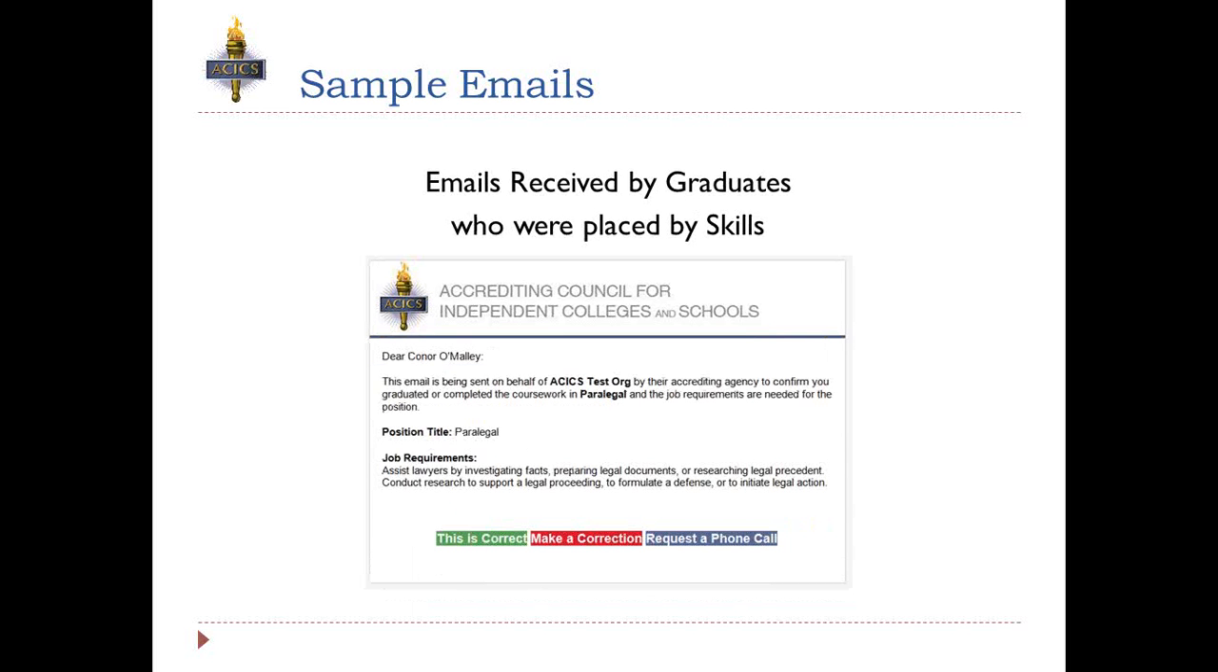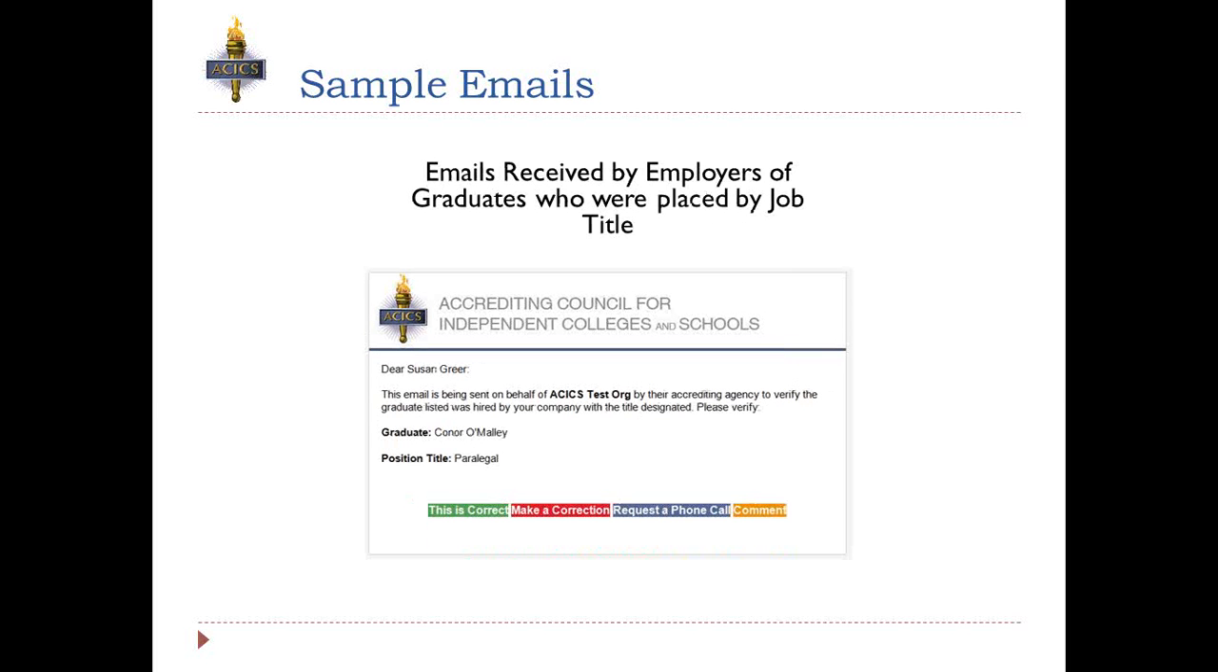Emails received by graduates who were placed by skills. Again, the program name, the position title, and included in this is also job requirements, or basically the skills that you would enter into the spreadsheet would then be pulled over in the email as well, with the same 3 options that I indicated earlier.